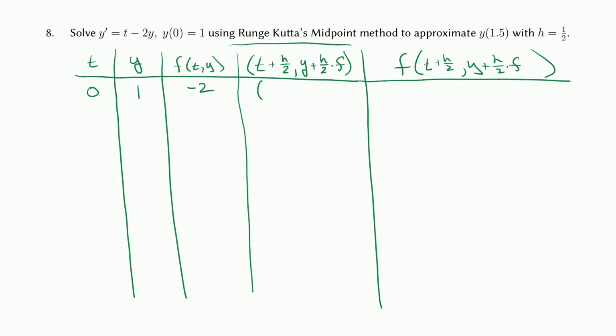But we'll go through this. Let's just walk through this. The first thing is pretty self-explanatory. t plus h over 2: h is 1/2, so that means that's 0.25. And then y plus 0.25 times this number here. So it'll be 1 plus 0.25 times negative 2. That's 1 plus negative 0.5.